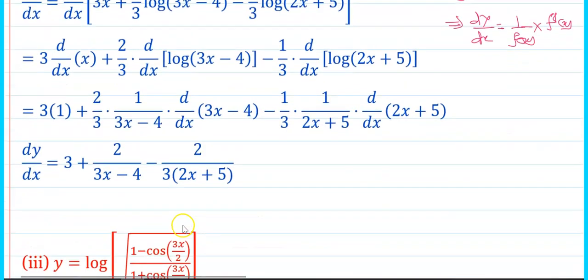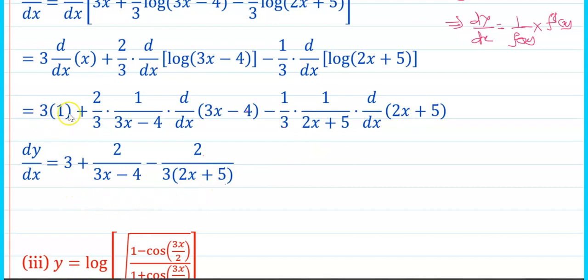Okay, normal simplification: 3 into 1 is 3. Next is 2 by 3 into d/dx of 3x minus 4. But what about the derivative of this? The derivative of 3x is 3, and then this 3 and this 3 get cancelled. The derivative of 4 is 0. Next is minus 1 by 3, 1 upon 2x plus 5. What about the derivative of 2x? It is 2, and those 2 are here. The derivative of 5 is 0.